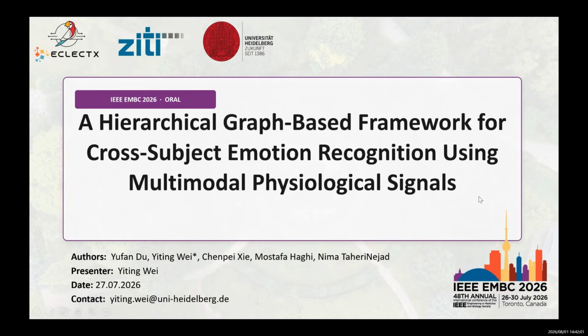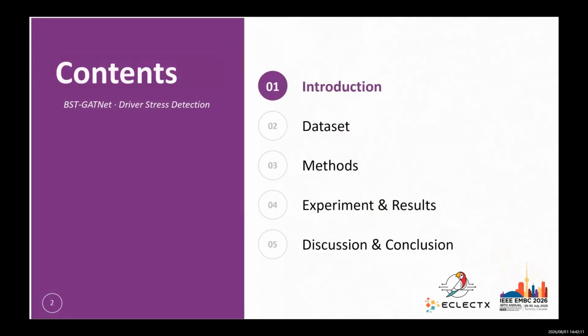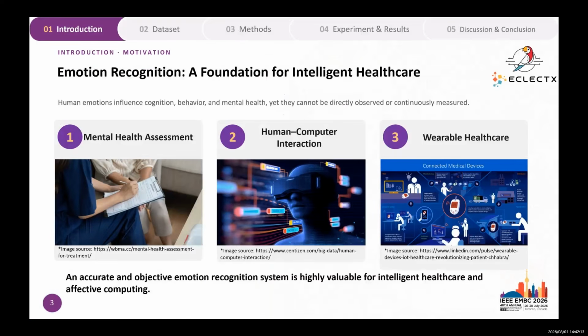Good morning, everyone. Today, I'm going to present our paper, a hierarchical graph-based framework for cross-subject emotion recognition using multimodal physiological signals. The presentation is divided into 5 parts, and let's begin with the introduction. Emotion recognition has become an important topic in intelligent healthcare because our emotions influence cognition, behavior, and mental health.